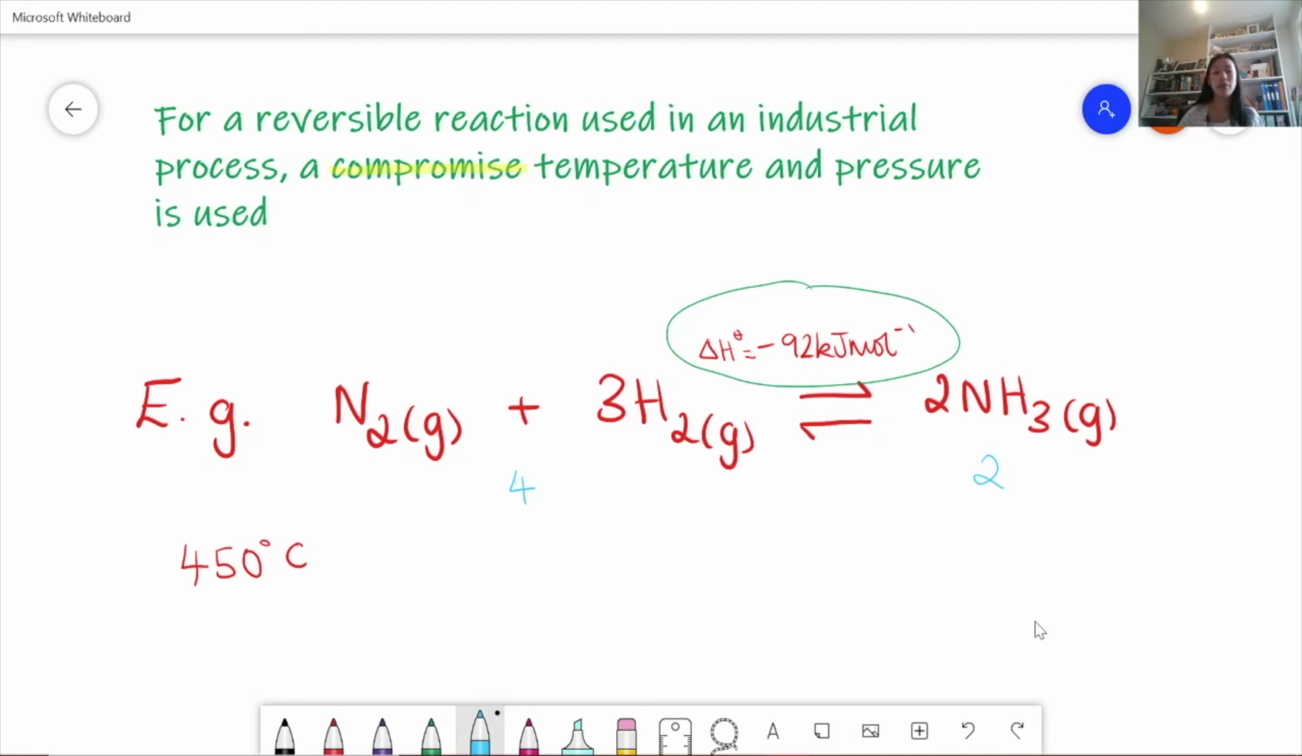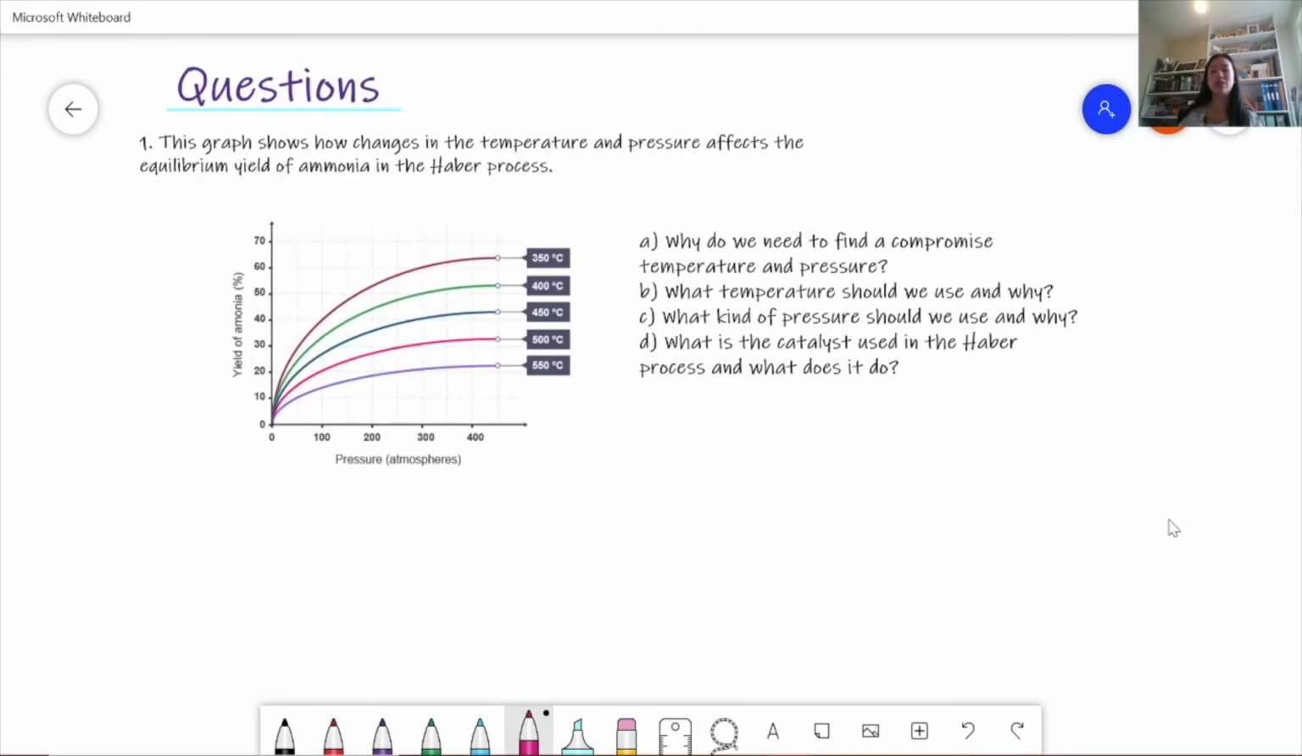However, a compromise has to be used, and that's due to safety implications and also the cost of producing such high pressure. And so the pressure we use is 200 atmospheres. An atmosphere is just a unit of pressure. So now we're going to move on to some questions.